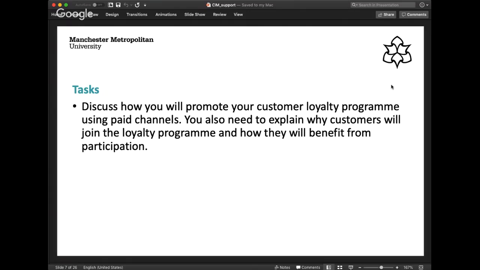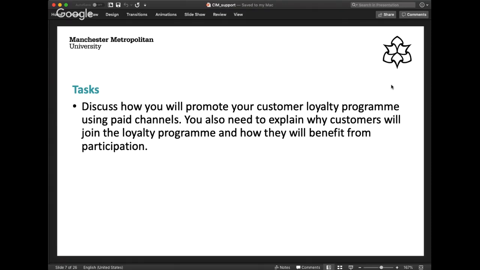Your next task then will be task number 5, where we were asking you to discuss how you're actually going to promote your customer loyalty program using paid channels. So paid for channels, and how you will need to explain why customers are going to join this loyalty program and what they will benefit from this participation. So you really need to think about this carefully, because not all loyalty schemes are about discounts, because you are still trying to keep a profitable customer in your journey.